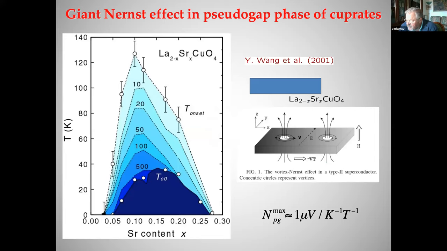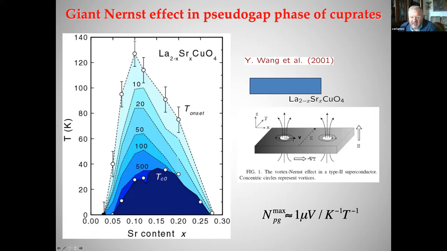In the last two decades, the Nernst effect attracted attention because usually the Nernst effect is also small, because the Seebeck coefficient is small. But there was one exception. The Ong group in 1999 found that in underdoped high temperature superconductors, lanthanum strontium copper O4, in the pseudogap phase, a giant Nernst effect was found, which exceeded the background value 500 times.